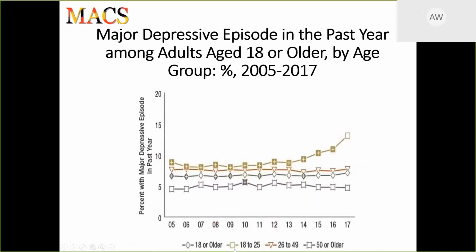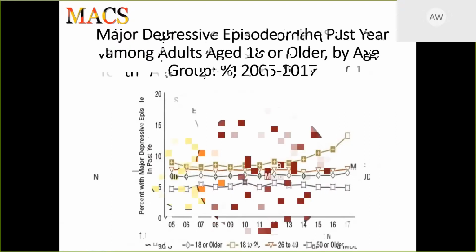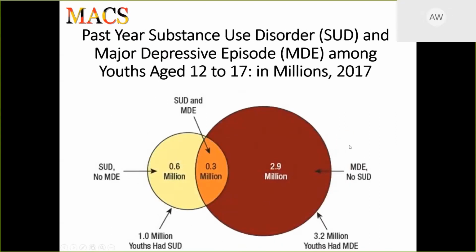Again, going up mostly in this 18 to 25 young adult. So now as we start to look at the comorbidity, you see here past year substance use disorder and major depressive episode among youth. You see 2.9 million, and over here 1 million with the substance use disorder. So about a third of them with the overlap of the substance use and the major depression.